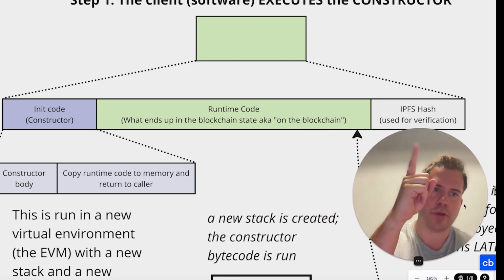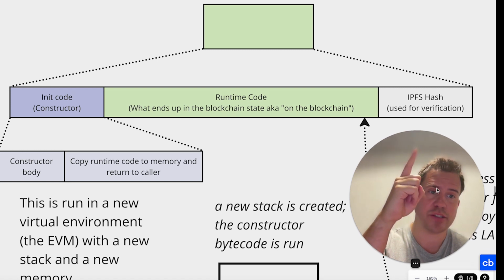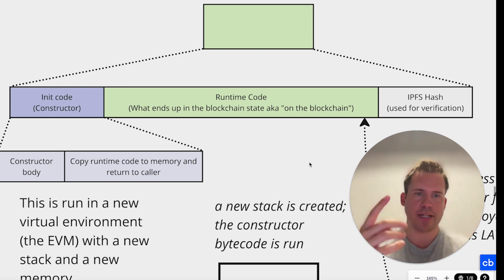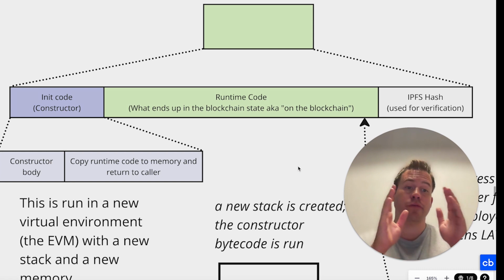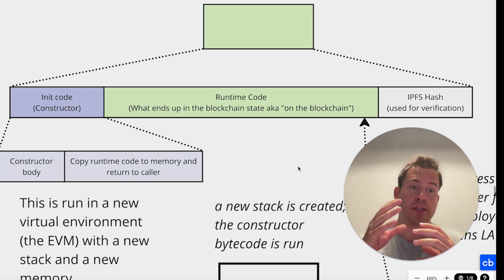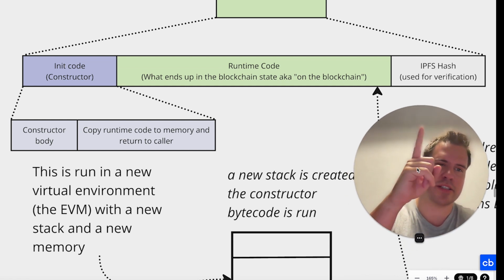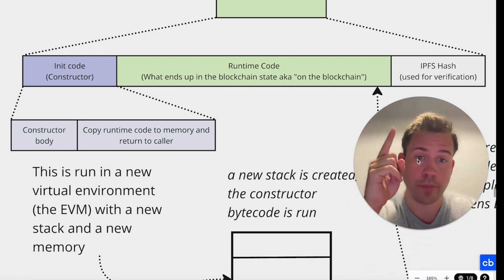And then in some recent versions and updates, you also have an IPFS hash, as it's called, which is kind of just a verification of how the contract was compiled, all the compile settings, and also a verification of the runtime code itself. This is used to verify contracts. It's used by Etherscan and others to verify contracts that are deployed on chain. So this is just some metadata, basically, but it does exist and it's important to know.